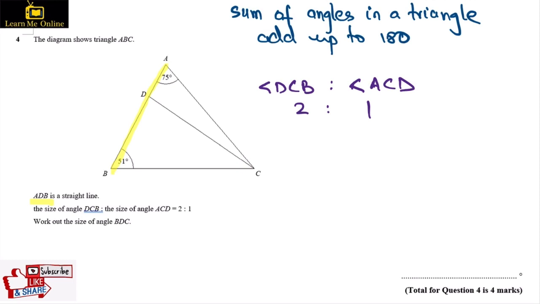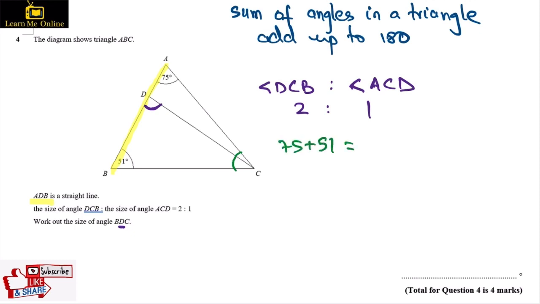So the bottom triangle is BDC, and the angle we are finding is the angle D. What we're going to do first of all is find out how much this whole angle is. So the first thing we do is 75 plus 51.